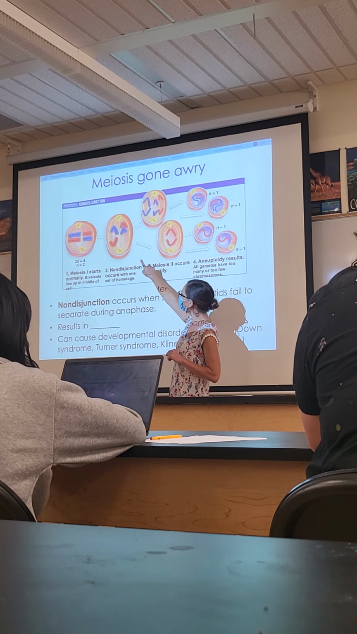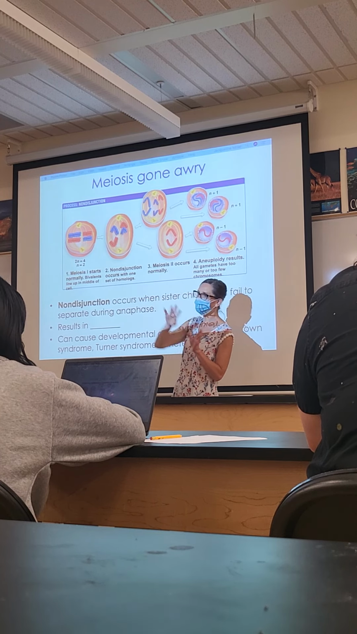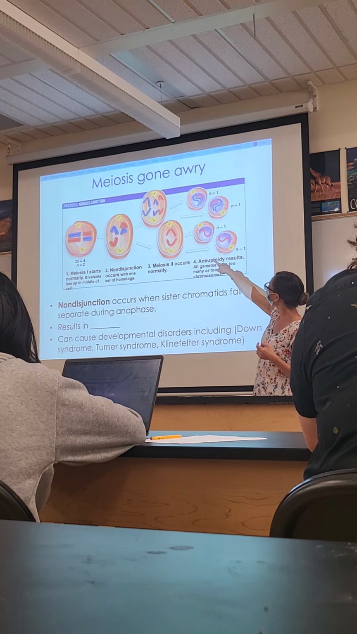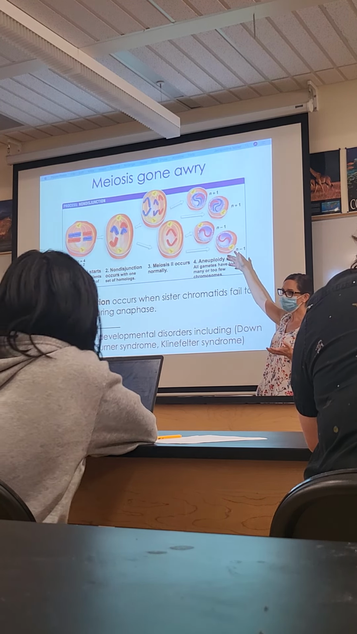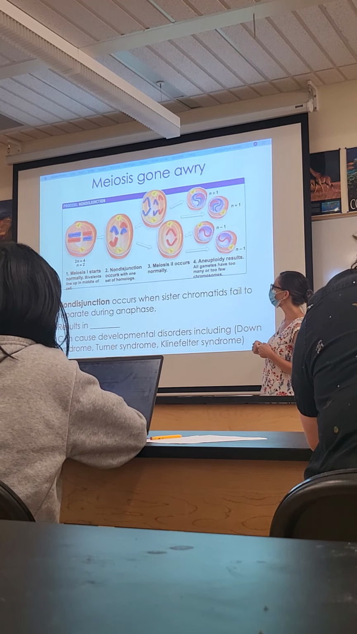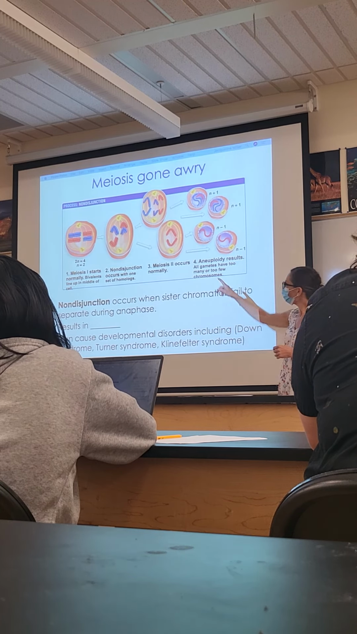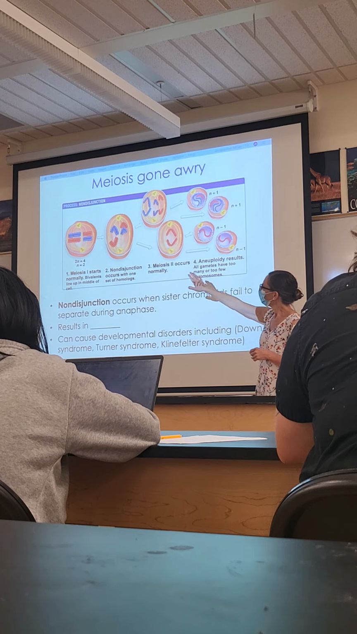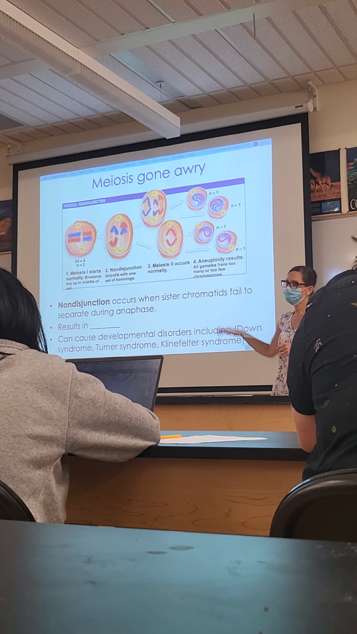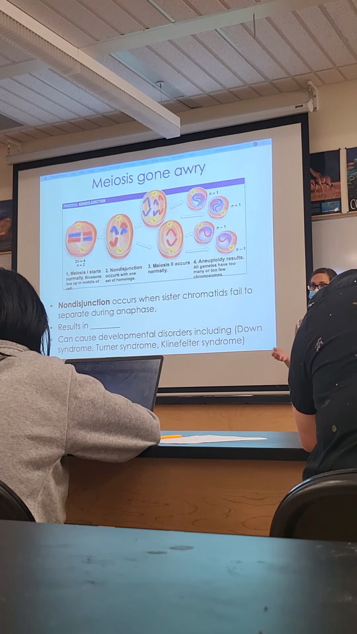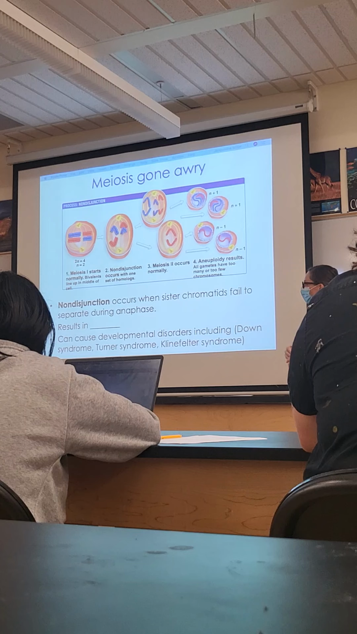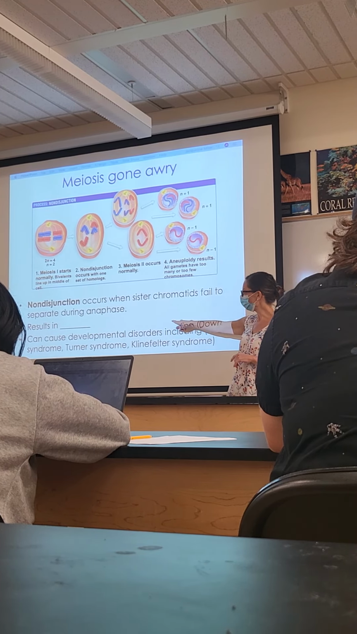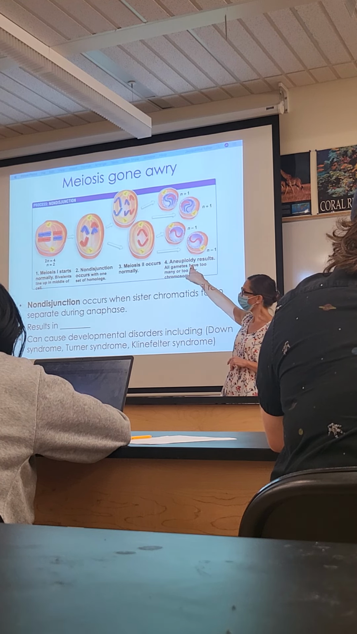If non-disjunction happens in meiosis 1, you see that the homologous pair gets pulled to one side. That's going to result in aneuploid cells that have the wrong number of chromosomes in the set. It can also happen in meiosis 2. So sometimes it doesn't happen at meiosis 1, but instead happens at meiosis 2. But in either case, you get aneuploid cells, some that have extra chromosomes, some that are missing chromosomes. So the blank here should be results in aneuploid, this word right here.